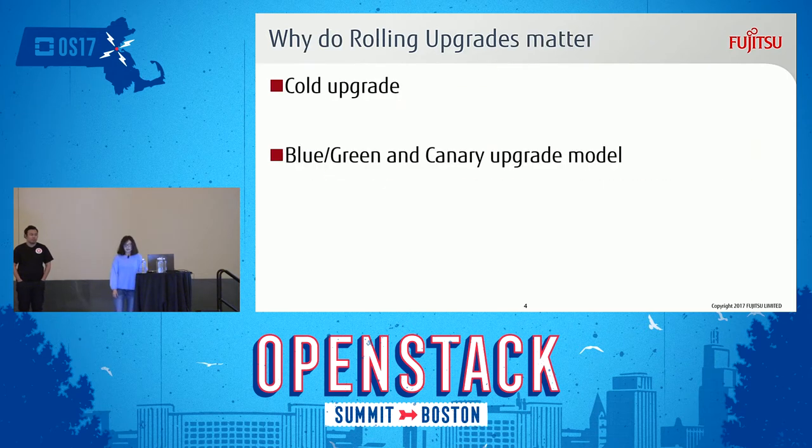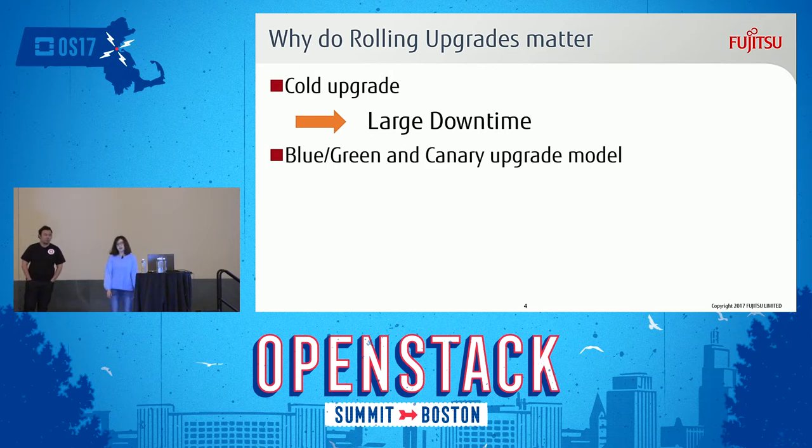So why do we want rolling upgrades? If we do not have rolling upgrades, we have two other options. The first one is we just shut down all the services and bring them up together, and we call this a cold upgrade. In the cold upgrade case, we will experience a large amount of service downtime because while we are shutting down and restarting all of this, the project has no ability to respond to any API requests. And also, we can build another identical OpenStack cloud which is running the new release.